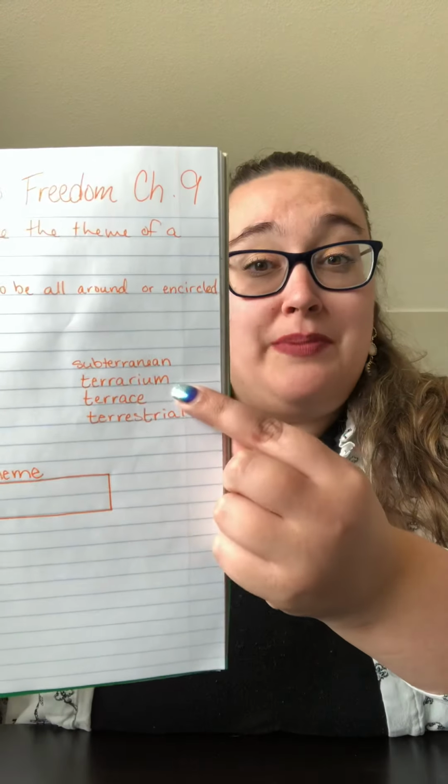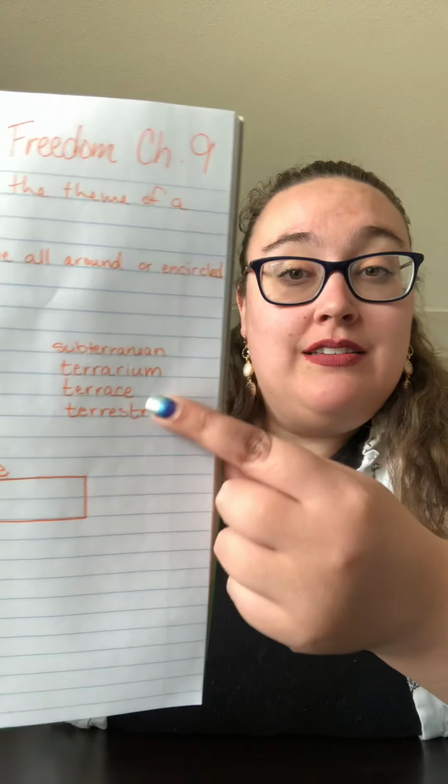Another one that we've talked about this year is terrarium. And the reason we've talked about this is we built our own terrariums, right? Think about what went into the terrariums. Yeah, soil. We put soil in the terrariums along with our crickets and our pill bugs, as well as those plants that we put in there. Terrace is almost like a patio. You're sitting out looking at the yard, all the plants around you.